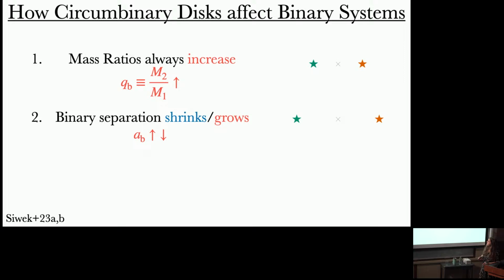Okay. So secondly, we find that the binary separation can either shrink, as shown here, or it can grow, as shown in the next movie. And which happens depends on the mass ratio and the eccentricity of the system. So all of these parameters are linked with one another.